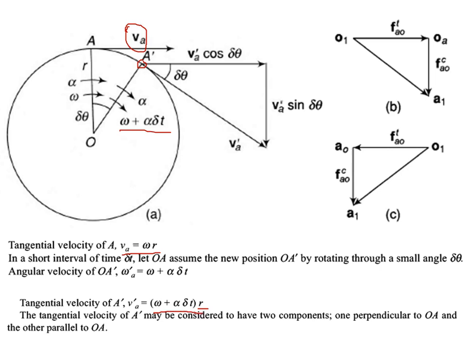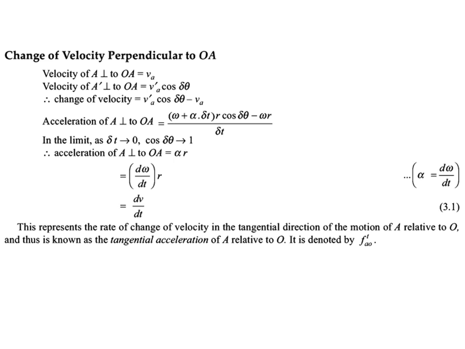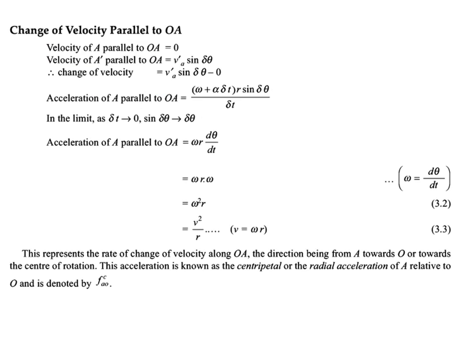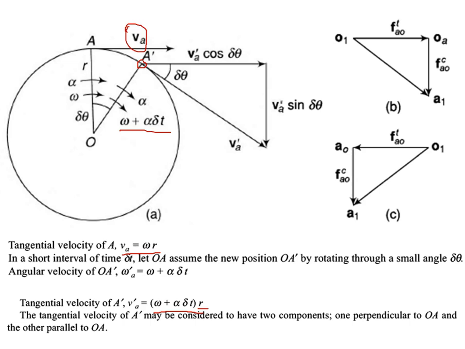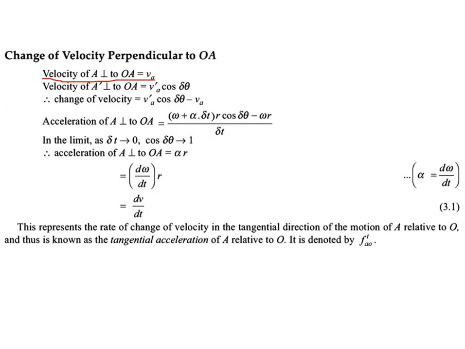Then the tangential velocity of A dash may be considered to have two components, one perpendicular to OA and the other parallel to OA. So we'll see how the two components are there. First, we see the change of velocity perpendicular to OA. The velocity of A perpendicular to OA, which we have seen in this figure, is VA.